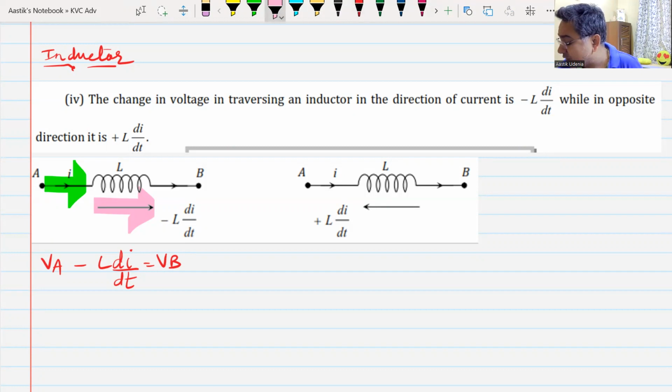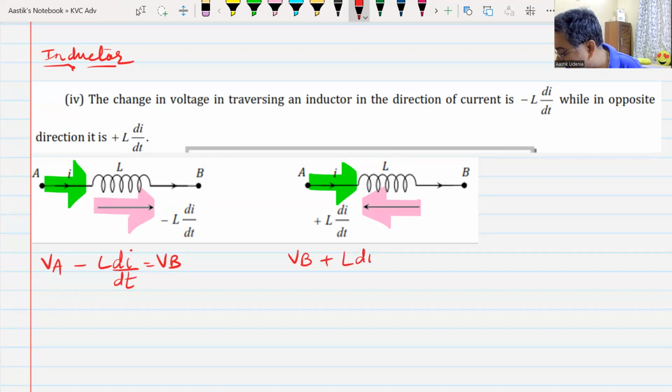If you are moving opposite to the direction of current, you are moving like this, and current is going the other way, so you write the equation from B to A. In that case, it will be treated as a rise, because the potential drop across the inductor depends on the current. Therefore, you have to take it from the current. So in that case, it will look like this. Do we understand this? Yes, sir.